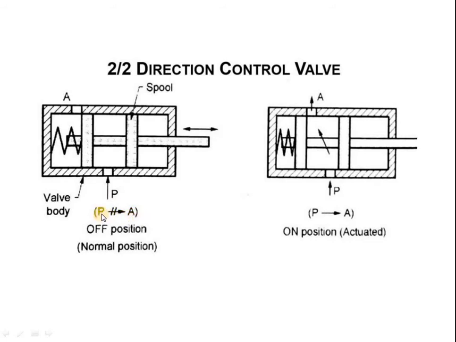Just go to the symbolic representation here. In the first position, air is not flowing from the pressure port to the working port, but in the second position the air is flowing from the pressure port to the working port. So the on position is the actuated position, and the off position is the normal position. Okay, so this is about the 2/2 direction control valve.